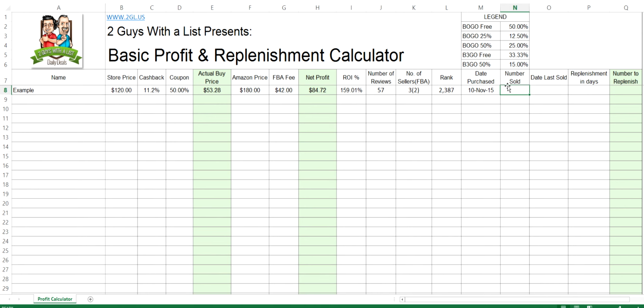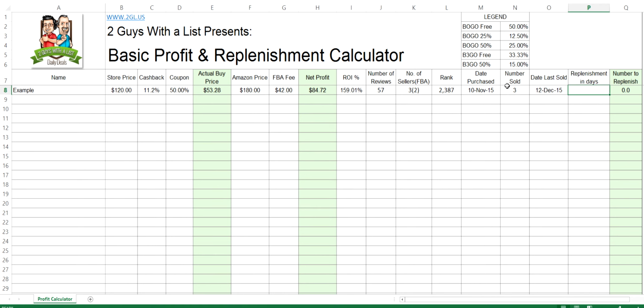Okay, now the number sold. This one you need to increment as you sell them. So over the period of time since you bought this and it's been into Amazon, how many times have you sold this, and increment this each time. So if so far in this time period I've sold 3, okay, and the date that I last sold it was, let's say, the 12th of December 2015, okay.